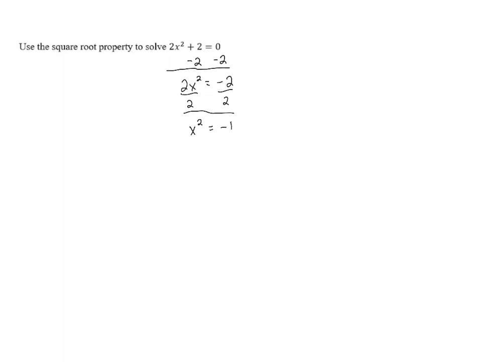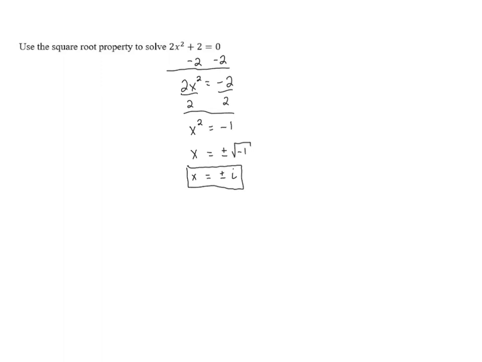The square root of x squared is just x. And on the right, we know that we need a plus or minus when we use the square root property. So we've got plus or minus the square root of negative 1. However, we know that the square root of negative 1 is the imaginary number i. So in this case, we end up with x equals plus or minus i, which ends up being our final answer.